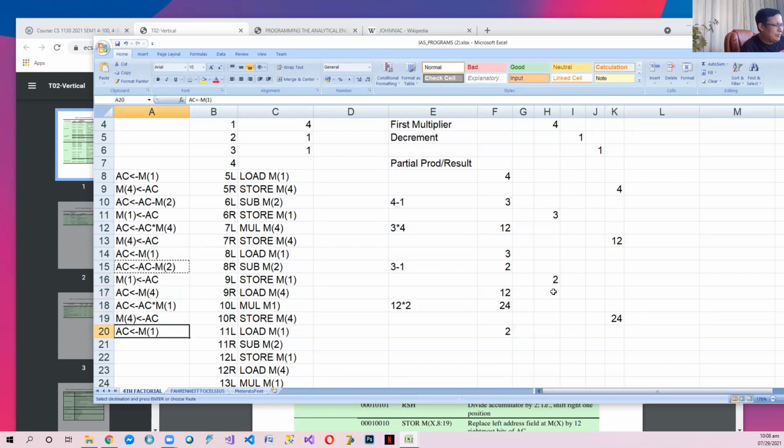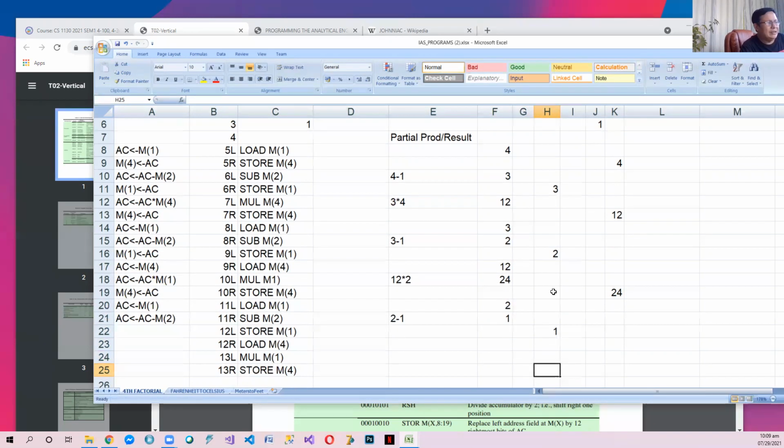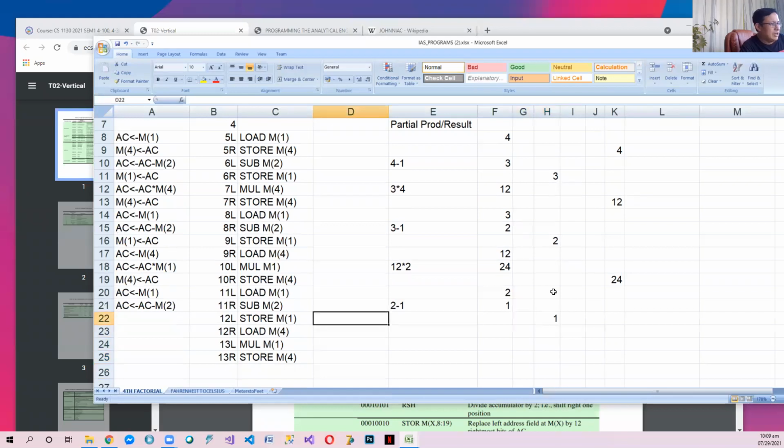Do you follow? That's what it does. So the current value of AC is 2. M of 2 is 1. So this is 2 minus 1. The actual content, the result is 1. Do you follow? And we store this to M of 1. So our next multiplier will be 1. Store M1: M of 1 receives AC.